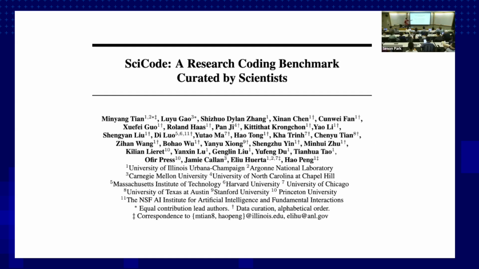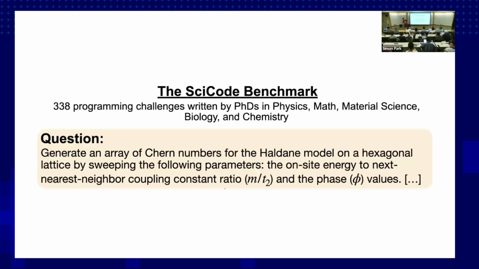And then I got invited because How, the last author, was my friend from the PhD, and now he's a professor at UIC. There's a group of people who have a lot of physics knowledge, and they decided to make the SWE-bench for physics. It's called SciCode. Killian is also on the paper. It's got 338 programming challenges written by PhDs or above in physics, math, material science, biology, and chemistry. And I think 10% of the questions are based on Nobel winning research. We can read this, but I don't understand anything here. Generate an array of Chern numbers for the Haldane model on a hexagonal lattice by sweeping the following parameters. This, that, and other thing. This is super tough stuff.